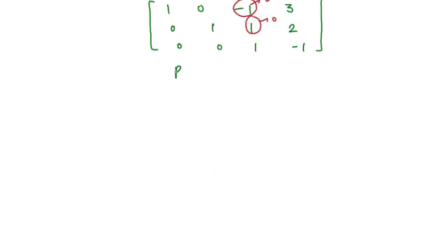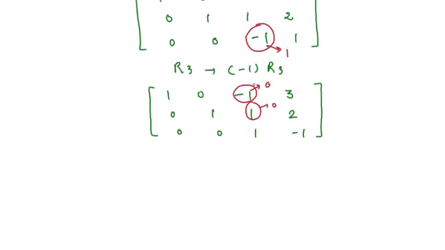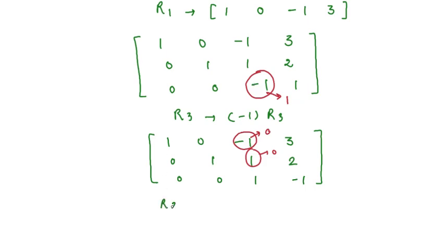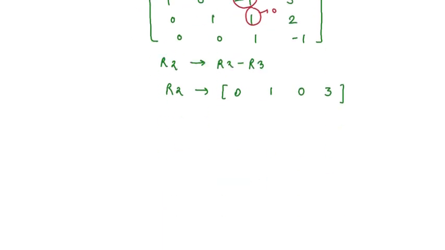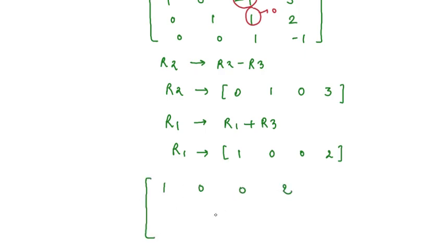So to eliminate the 1 in row 2, we apply this R2 as R2 minus R3. And the result we get is R2 becomes 0, 1, 0, 3. Now eliminating this minus 1 in row 1, applying this R1 as R1 plus R3. So we get this R1 as 1, 0, 0, 2. And hence the final matrix becomes 1, 0, 0, 2, 0, 1, 0, 3, 0, 0, 1, minus 1.